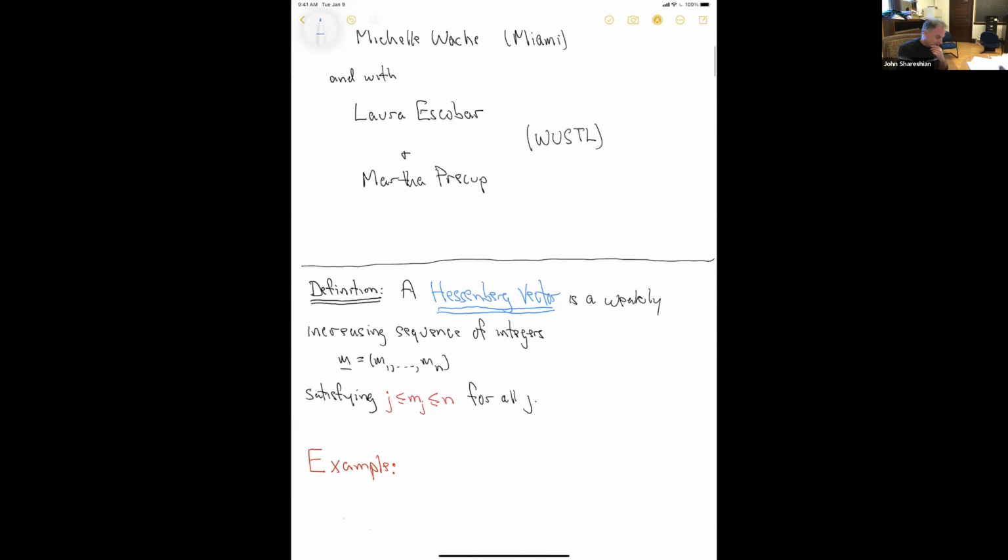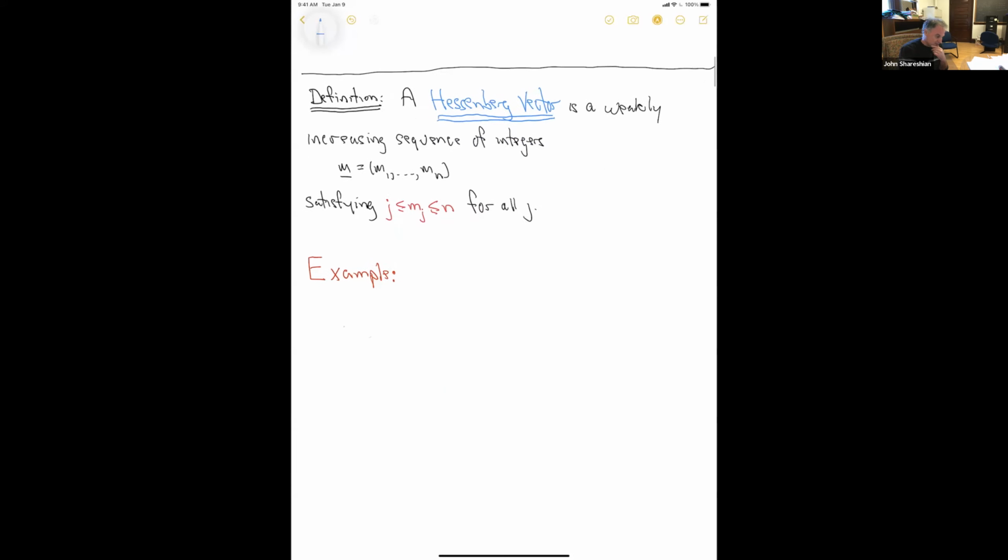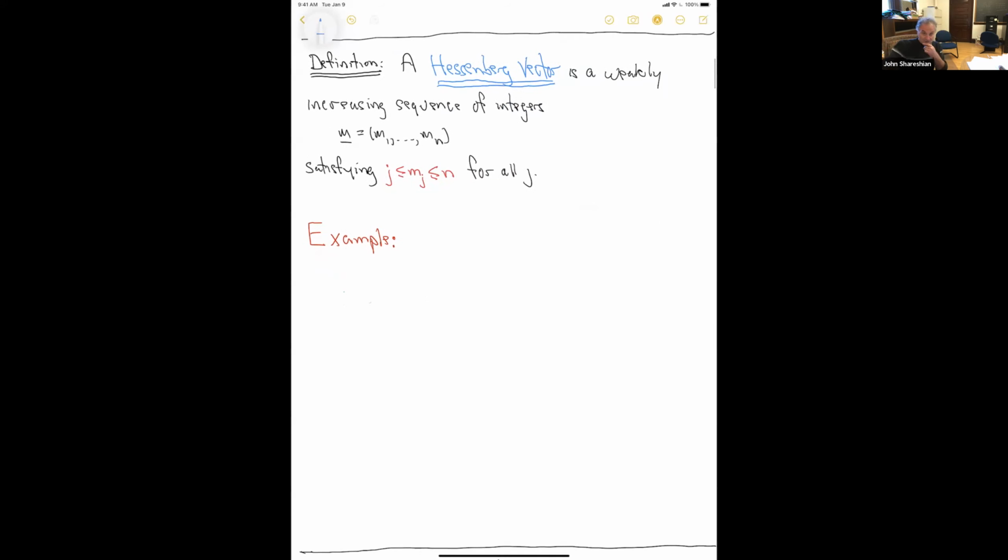So let me start by telling you what's a Hessenberg variety. A Hessenberg variety is defined using two ingredients, the first of which is a Hessenberg vector. This is just a weakly increasing sequence of integers: for some fixed but arbitrary positive n, I have n integers written in weakly increasing order. All of them are at most n, and the jth integer is at least j.